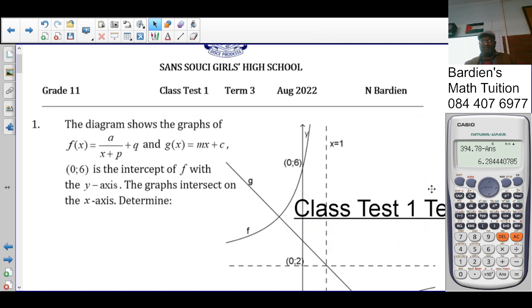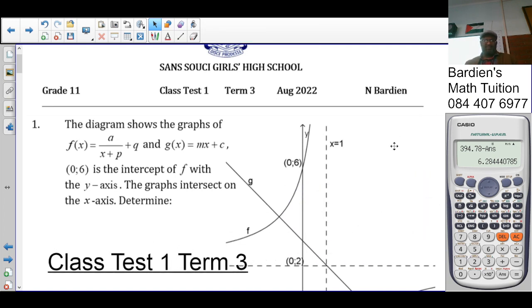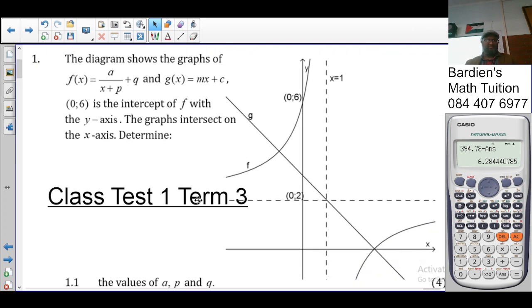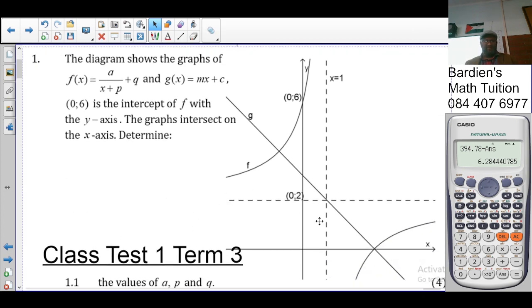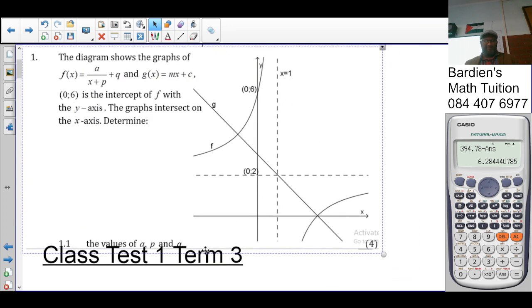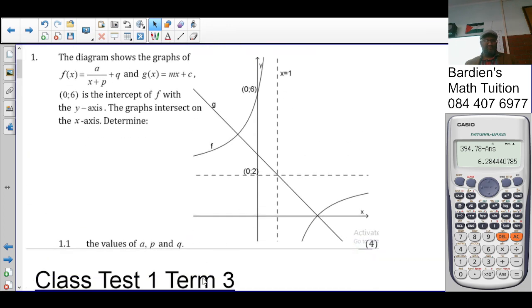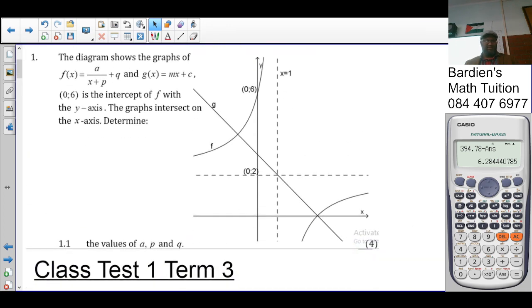So this is the first of the class tests. So the first question says, the diagram of the graphs of f of x equal to a over x plus p plus q and g of x equals mx plus c. So as you can see, f is your hyperbola graph while g of x is your straight line graph. 0 and 6 is the intercept of f with the y-axis.